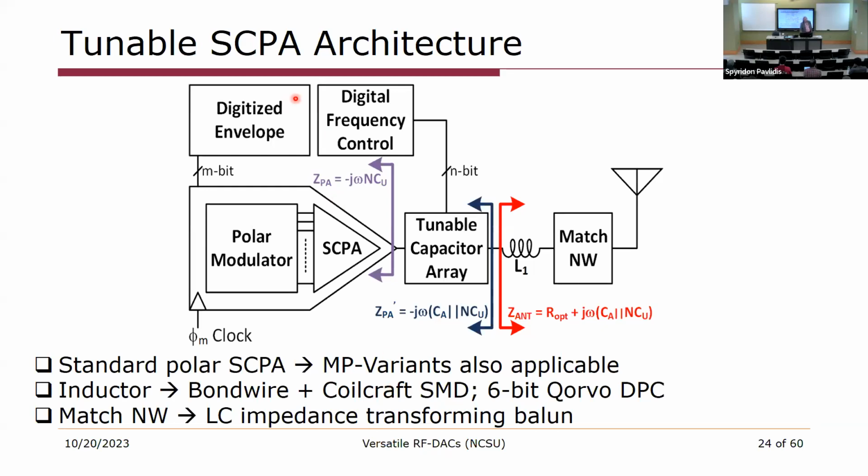So what we've done for a tunable SCPA architecture is we have our SCPA, we have a tunable capacitor array, and we have some digital frequency control that controls that tunable capacitor array. Now, in our case, the capacitor is a 6-bit Qorvo digital programmable capacitor that's available in a standard SMD package. And then we provide a broadband matching network at the output in order to transform the resistance to a level that allows us to deliver power.